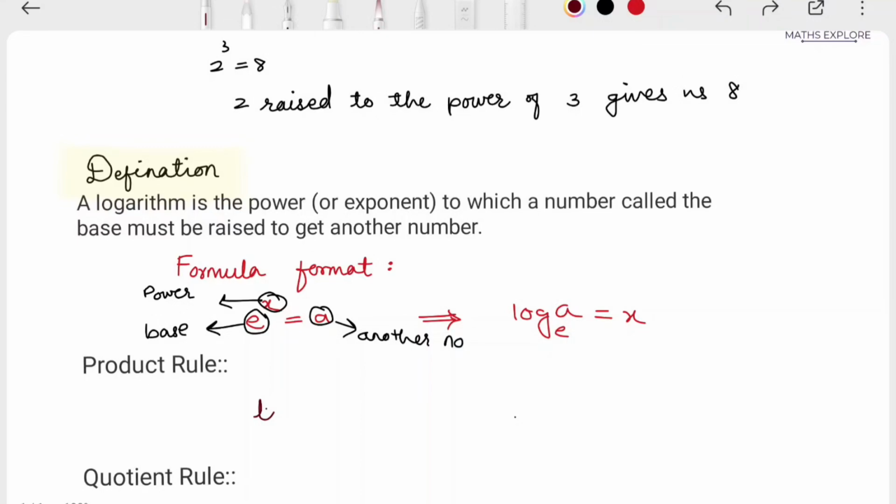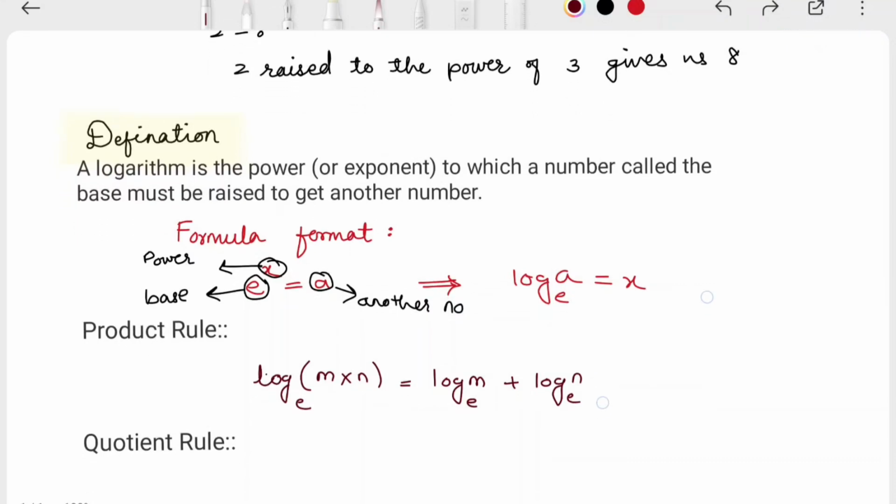So the first rule of logarithm is the product rule. The product rule is log of m times n to the base b is equal to log of m to the base b plus log of n to the base b. When two numbers are multiplied inside the log, you can break it into the sum of two logs.